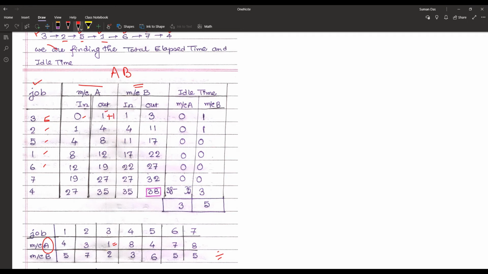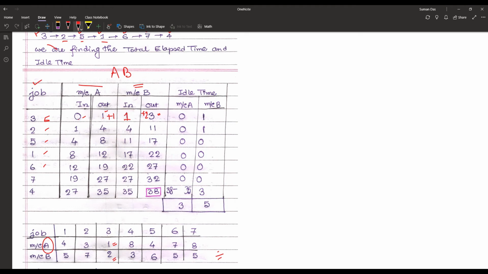Now machine B comes second, so it starts from 1, and the processing time for machine B for job number 3 is 2. So that is 1 plus 2, which becomes 3. Now look at what the idle time is. For machine A, it runs from 0 to 1. Now what is happening for machine B here? It has to wait 1 unit of time.